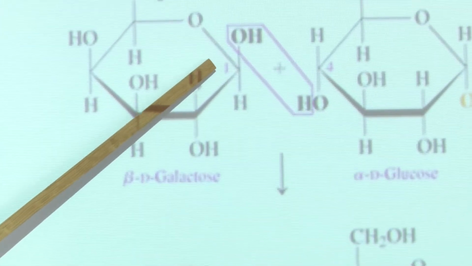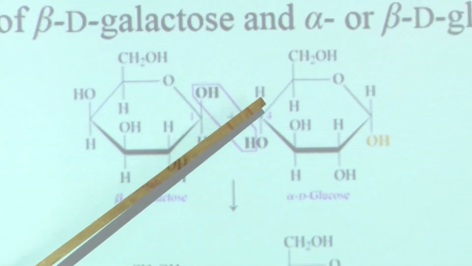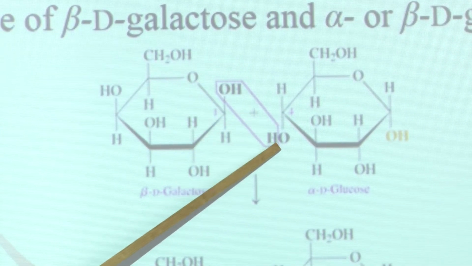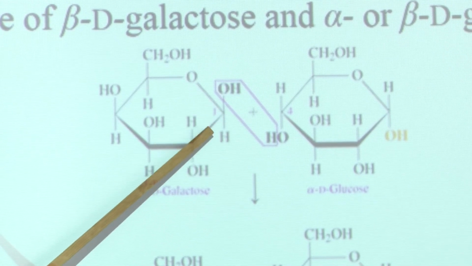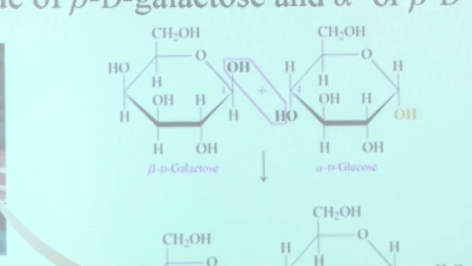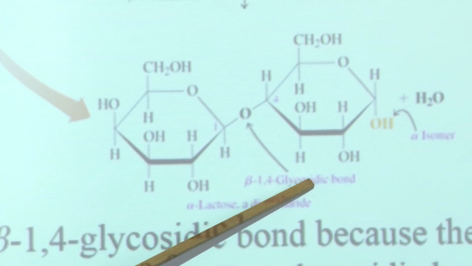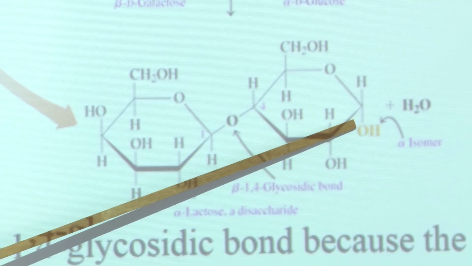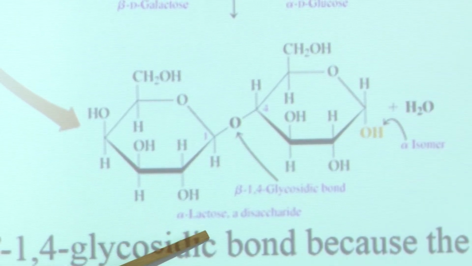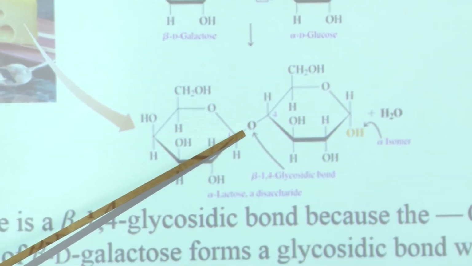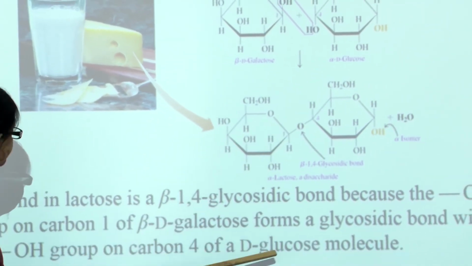So carbon 1 of galactose and carbon 4 of glucose are connected by the elimination of a water molecule. That gives a beta 1,4 glycosidic bond. And the remaining alpha isomer is alpha, so alpha lactose. And the bond is a beta 1,4 glycosidic bond.